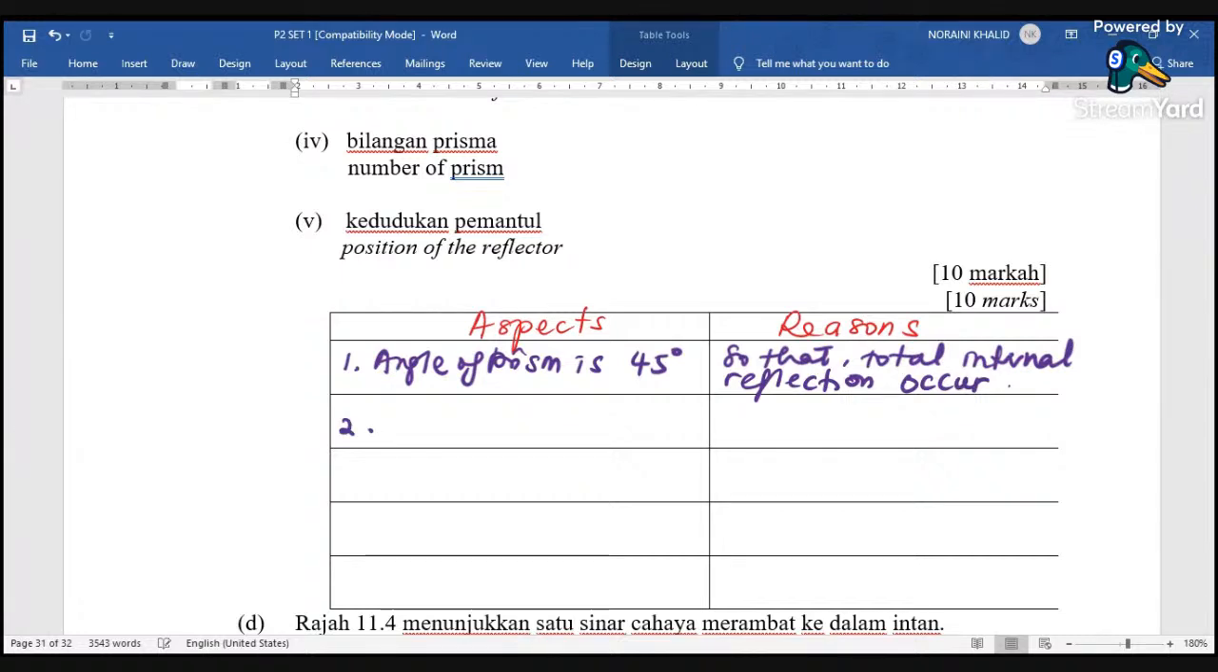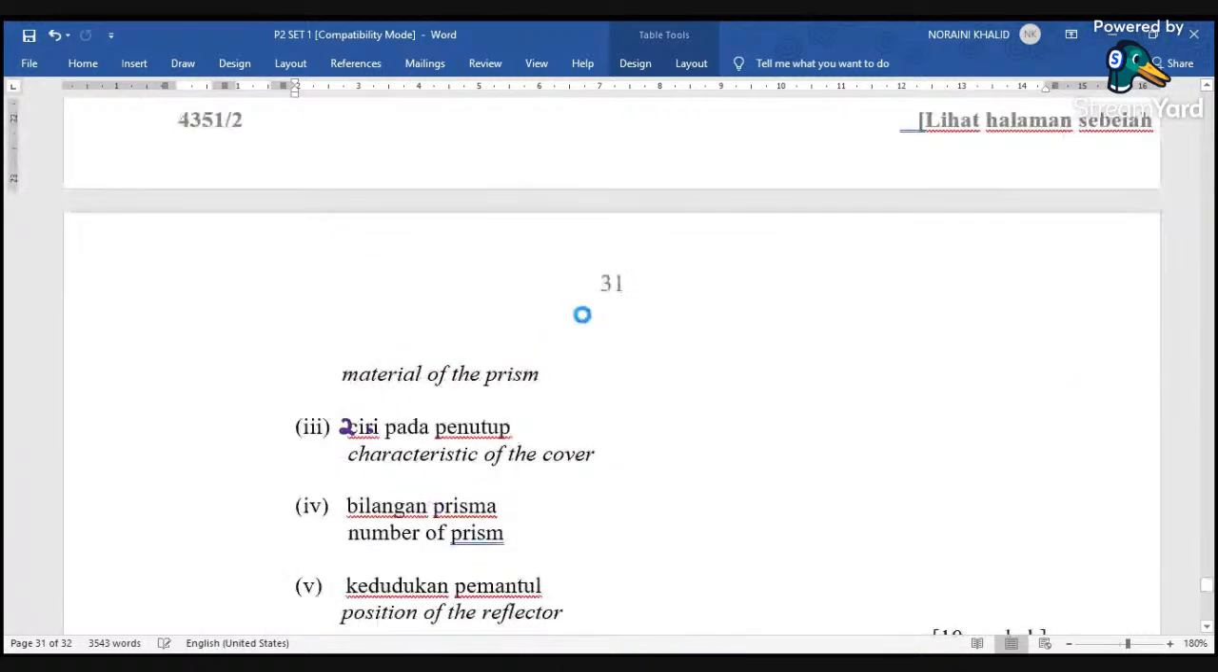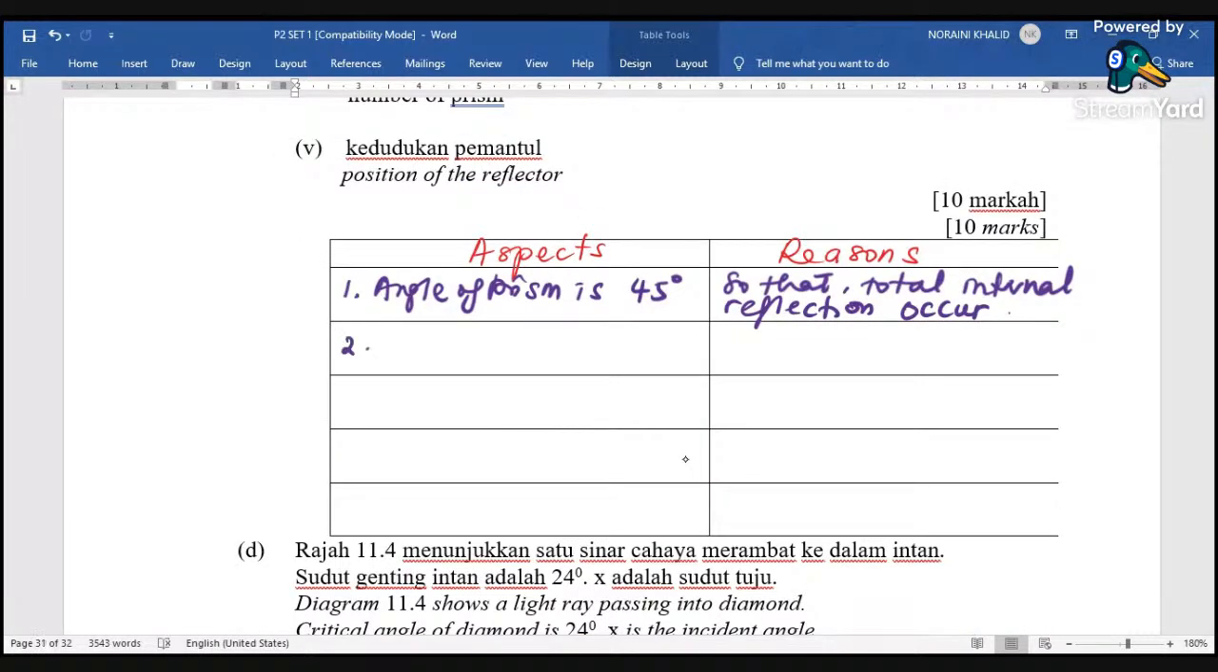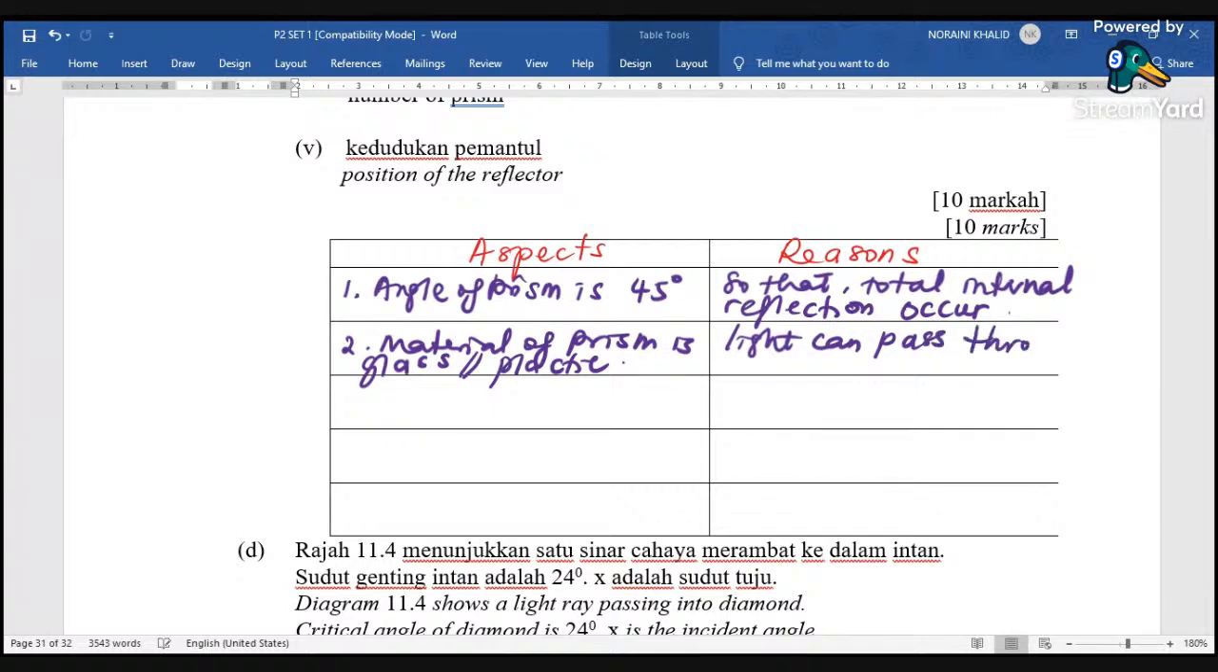Second aspect, material of prism is glass, you can use glass, or plastic also can, that allows light to pass through, or transparent material.